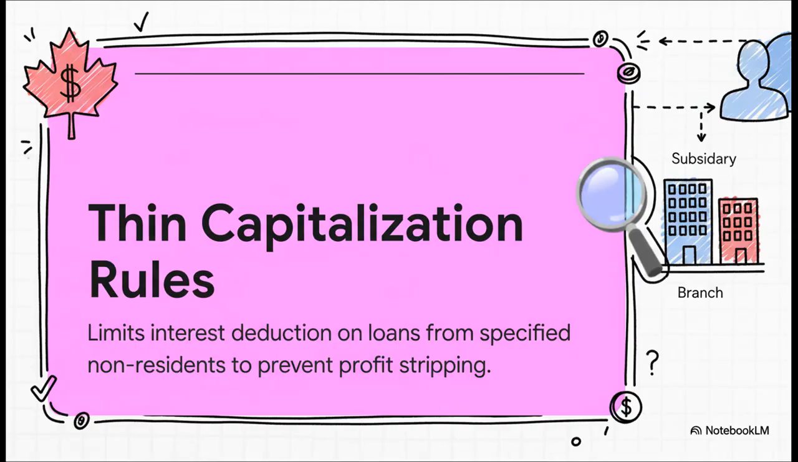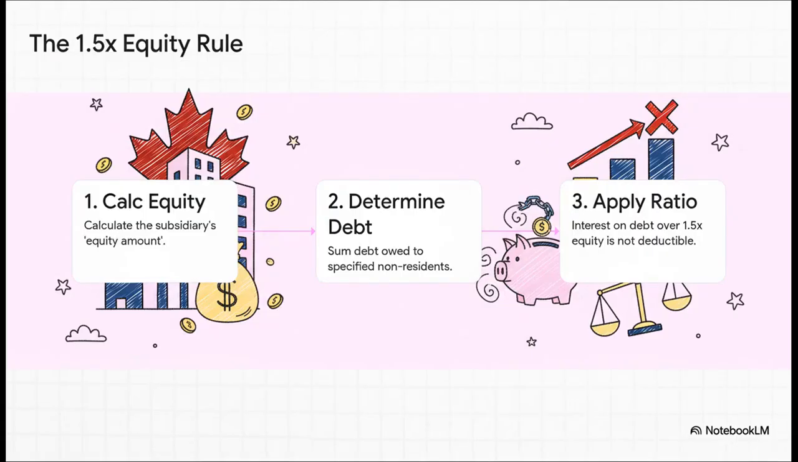Now, for a very important concept called the thin capitalization rules. The name sounds a little intimidating, but the idea behind it is pretty straightforward. It's an anti-avoidance rule. It's designed to stop a foreign parent from stuffing its Canadian subsidiary with a ton of debt, paying itself huge amounts of interest, and essentially stripping all the profits out of Canada to avoid paying Canadian tax. So how does it work in practice?